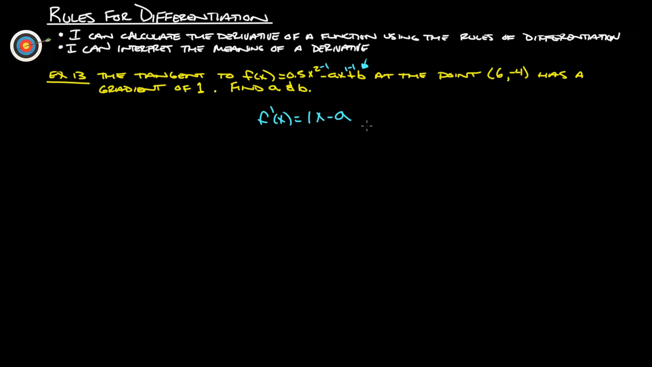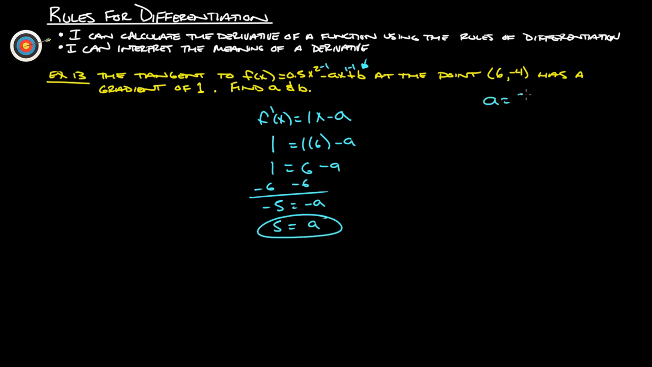So there's our derivative function, just x minus a. Okay, now we know that the derivative at this point here has a slope of 1, so we can put a 1 in over here, equals 1 times, and we know that the x value here is 6 minus a, right? So 1 equals 6 minus a. Subtract 6 from both sides, we get negative 5 equals negative a, so positive a will give us positive 5, so a equals 5.